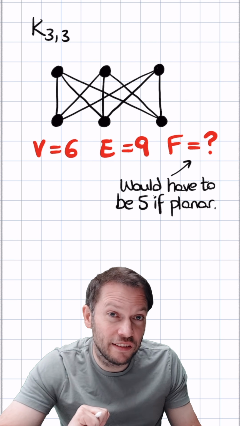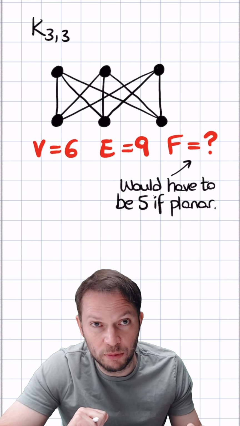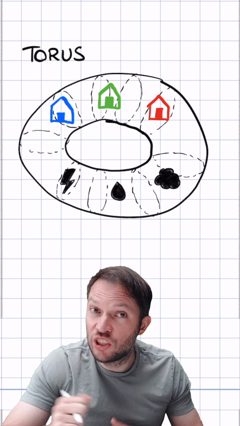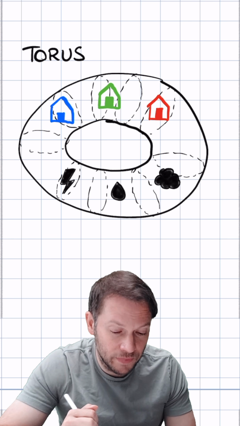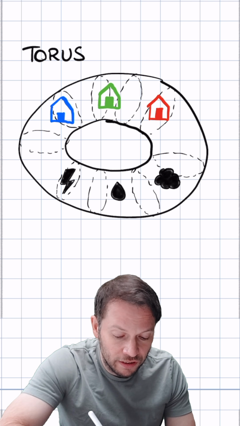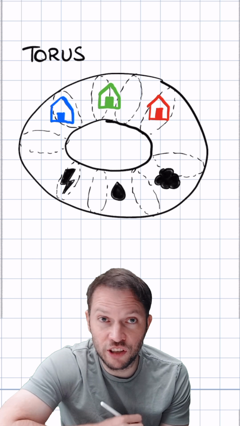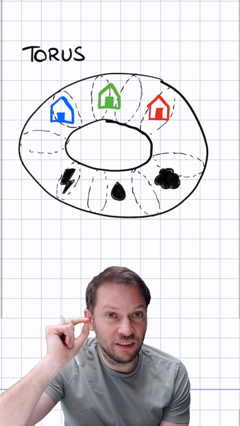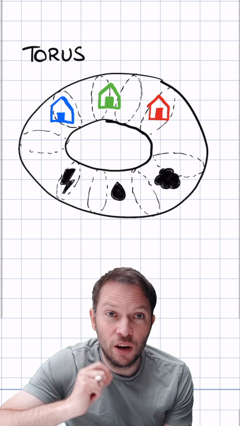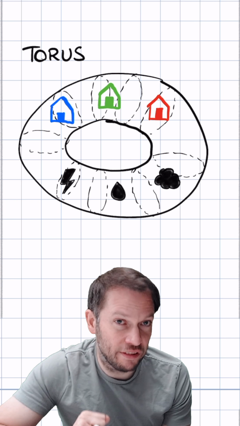However, there is a fix if we use non-Euclidean geometry. This is a torus, which you could think of as a donut. And if you were to put the houses and the utilities on the surface of this torus, this donut, then it is possible to connect all the houses to all the utilities without the lines crossing. And I'll leave that as an exercise for you.